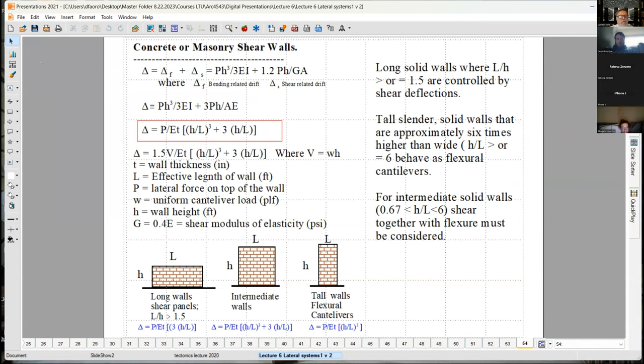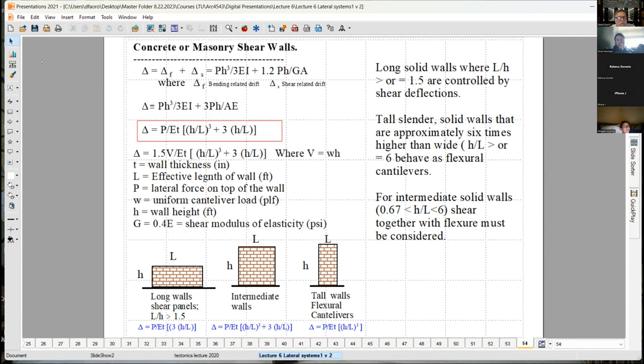It says that our delta for drift is P divided by E sub T times H over L cubed plus 3H over L. Delta is my total drift. T is the wall thickness in inches. L is the effective length of the wall, basically the length of the wall itself in feet. P is the lateral force on top of the wall, typically measured in kips. W is the uniform cantilever load. That can be in PLF if it's a W load, but we're not using W. H is the wall height in feet, and E is referred to as the modulus of elasticity.